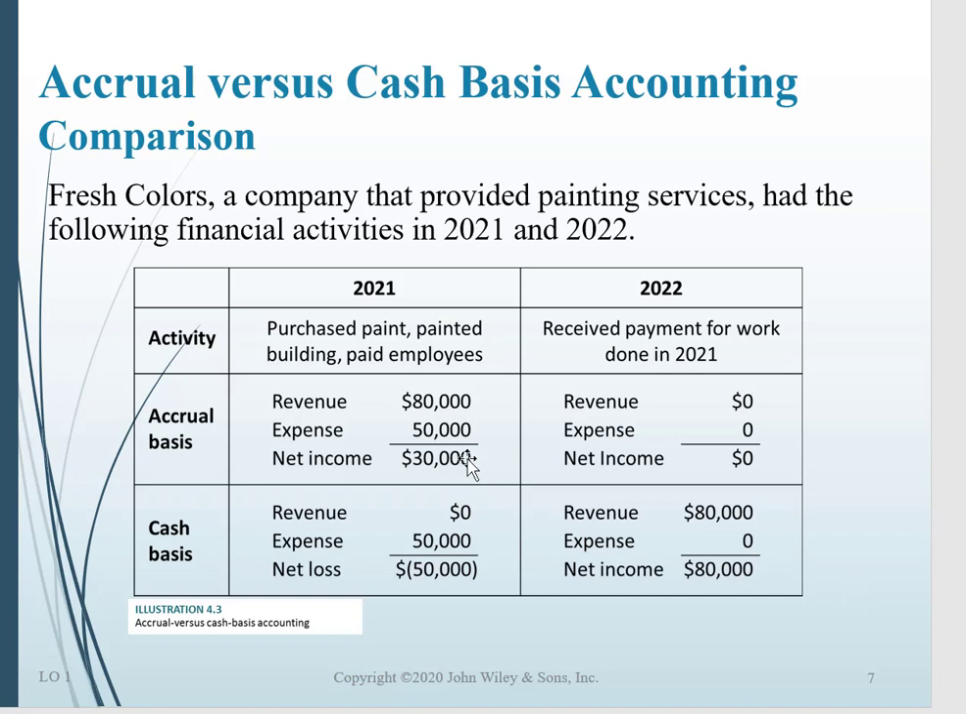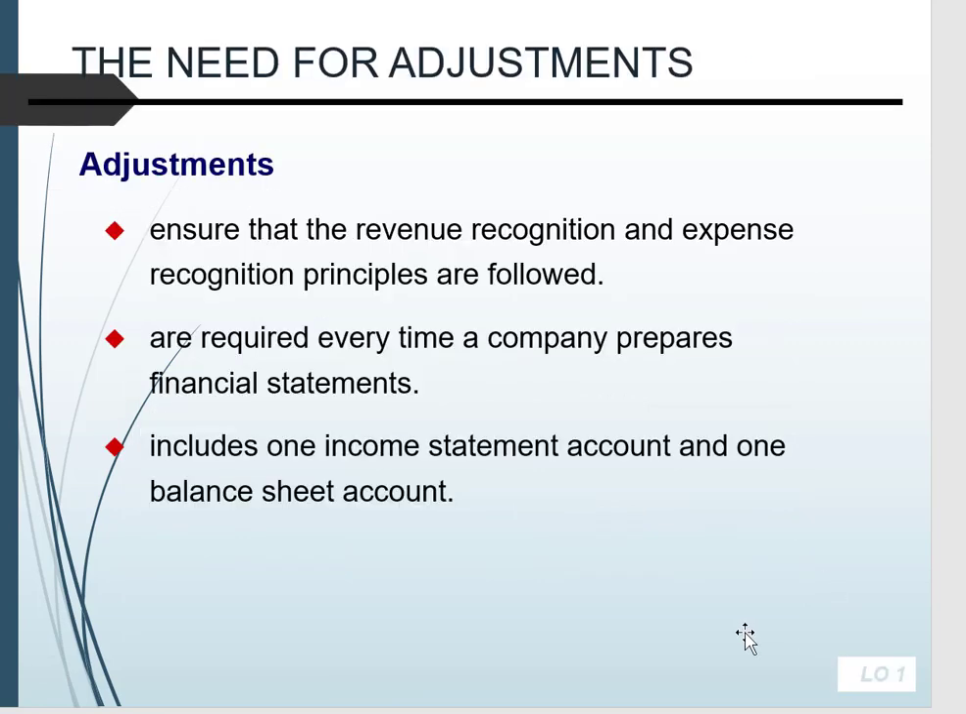I have to think that when this company painted this building, right? I'm sure they wrote that down somewhere. They made a journal entry somewhere that showed that these people owed them money. Over here, they're going to unwind that when they actually receive the cash. So in the end, what we're looking for here is we need to make some adjustments, right? We need to make sure that revenue recognition and expense recognition principles are followed.